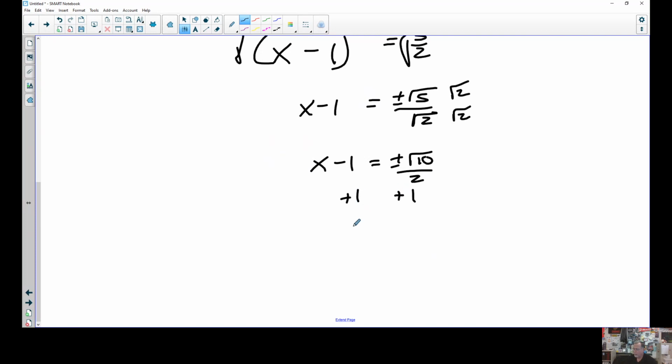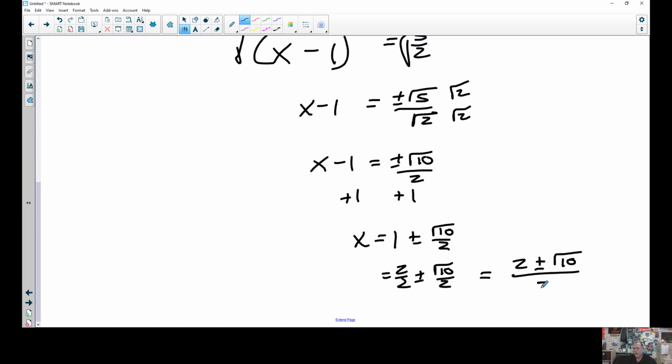And when I do that, I am going to have x equal to 1 plus or minus root 10 over 2. Now, I would accept this answer, but I think it's better if you think of this as 2 over 2 plus or minus root 10 over 2. That way we can write it in a little nicer form as 2 plus or minus root 10 all over 2. And that would be the finished form of that solution.